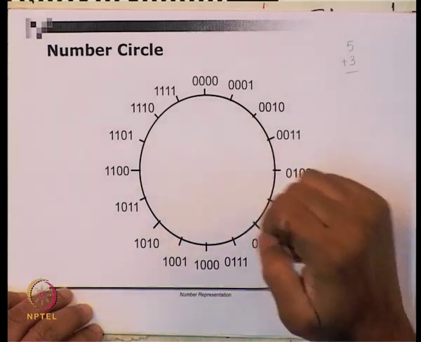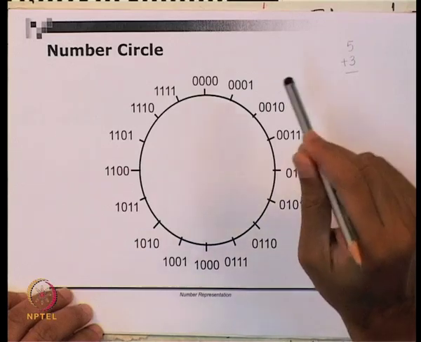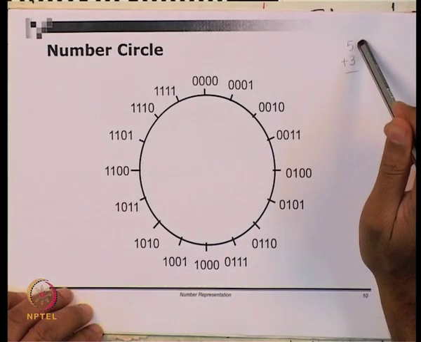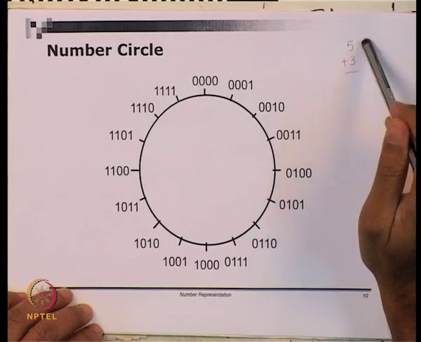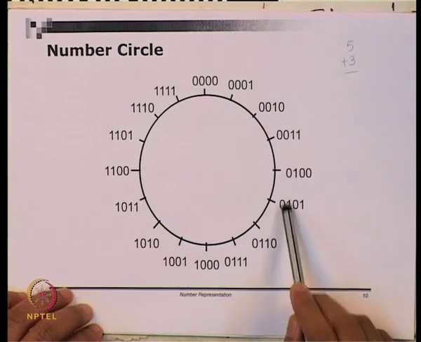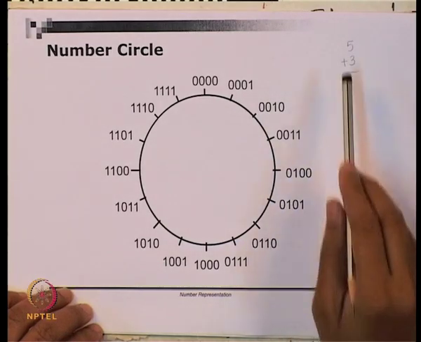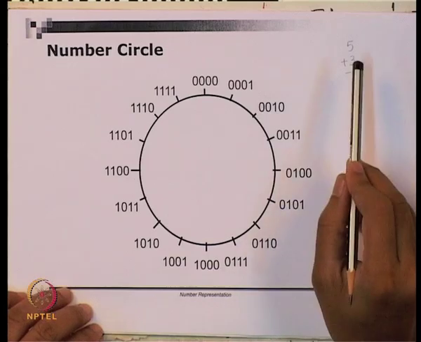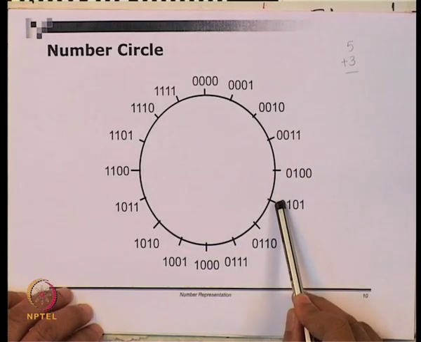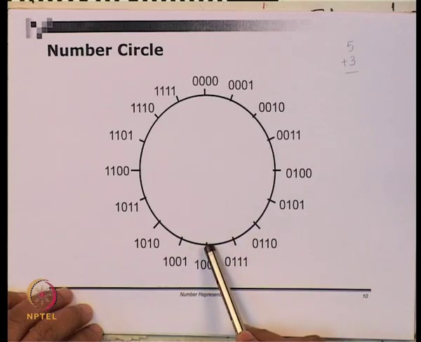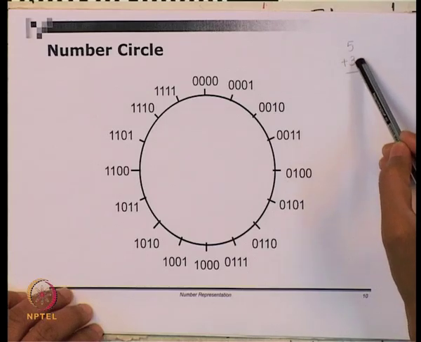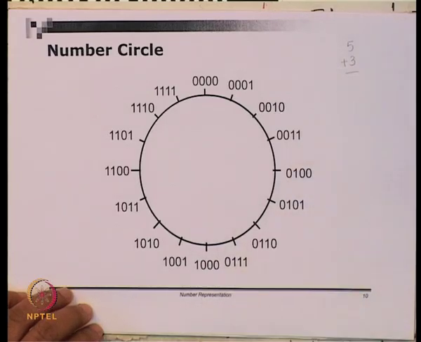In the number circle you can do something very interesting. You start with the number representation for 5. What is the representation for 5? It is 0 1 0 1. If you have to add 3, you go 3 steps forward, 1 2 3, and that 1 0 0 0 is the binary representation for 5 plus 3, which we know is 8.